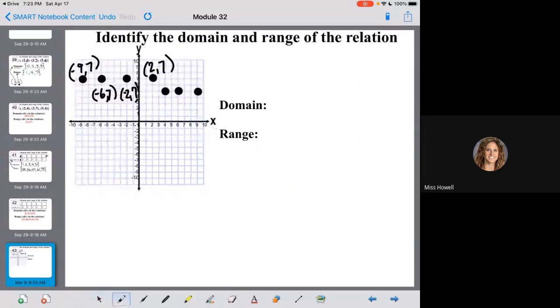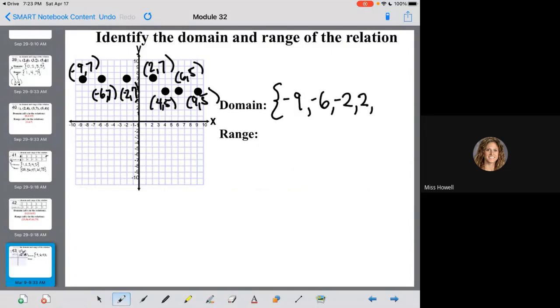All right, 4, comma 5. Then 6, comma 5. And 9, comma 5. All right, so let's start with our domain, which is any possible x. Starting as small as possible was at negative 9. Then our negative 6. Then our negative 2. Then 2, then 4, then 6, then 9.